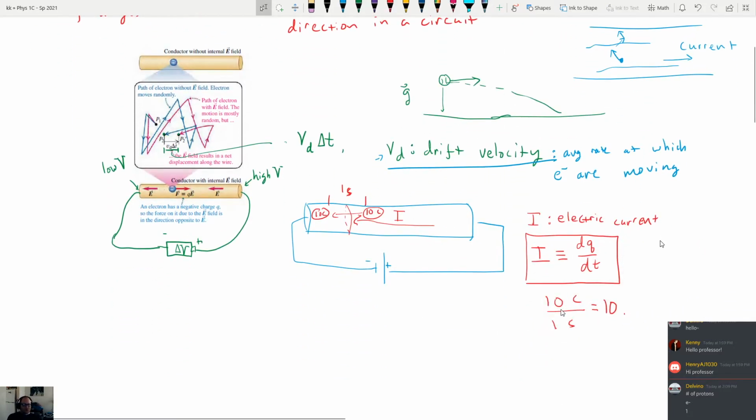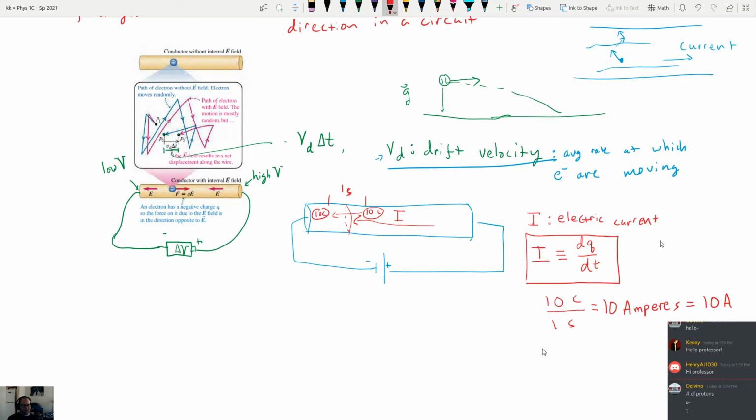So if you have 10 coulombs that flow by in 1 second, then that's going to be equal to 10 amperes of current. 10 amps or 10 amperes of current. So the symbol we use for current is capital A, and that's how we measure it. We measure current in amps or amperes or A.